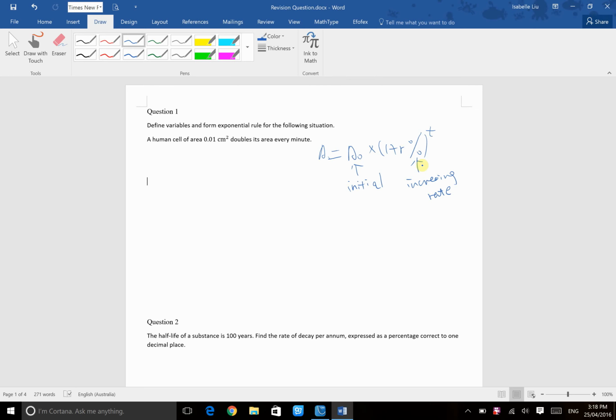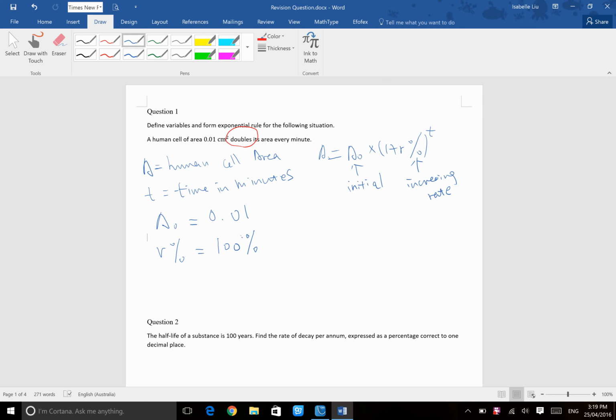So what I'm trying to find is the initial amount and the increasing rate. But we need to define our variables first. Let A be the human cell area and t be the time in minutes. So what's our A0? Our A0 must be equal to 0.01 because we start from 0.01. What's our R percent? Our R percent must be equal to 100%, because it doubles its area.